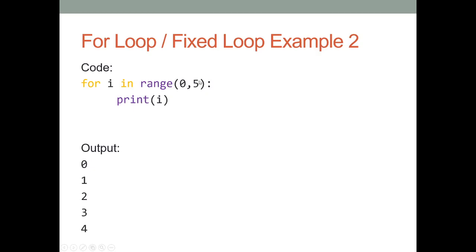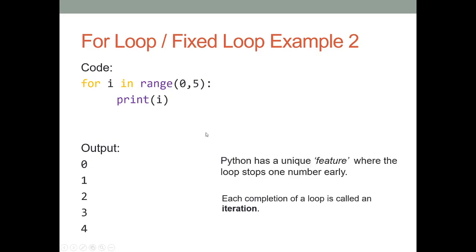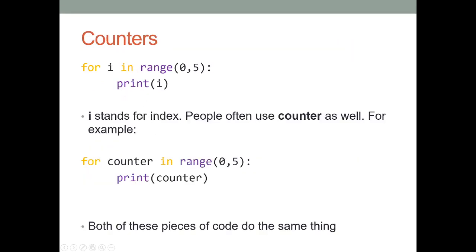Basically, it gets to this point and then it just calls it quits. It can't be bothered anymore. It's a unique feature of Python. And every time you go round a loop, it's called an iteration. Like I said, I think I mentioned this last video, you don't have to call it I. I like it. Most programmers use it, so that's how I'm going to teach it.